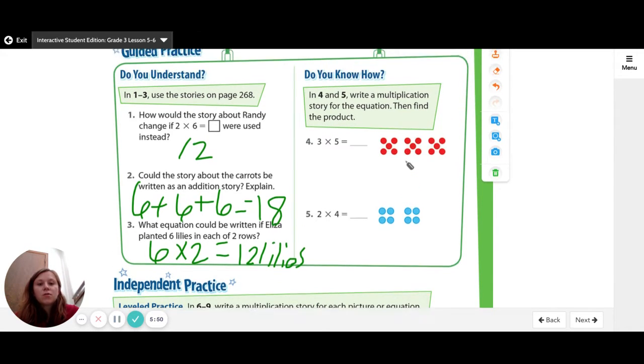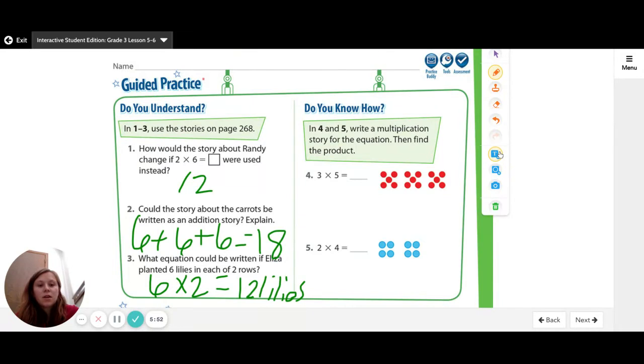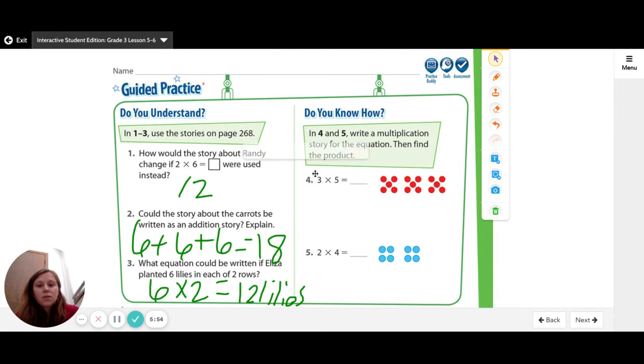Write a multiplication story for the equation, then find the product. So let's look at this one. 3 times 5, and I see that there are 3 groups of 5, so I can think about maybe 3 students. I could say 3 students each have 5 pencils. How many pencils are there in all? So I know I would do 3 times 5, so I would get 15. There'd be 15 pencils in all.